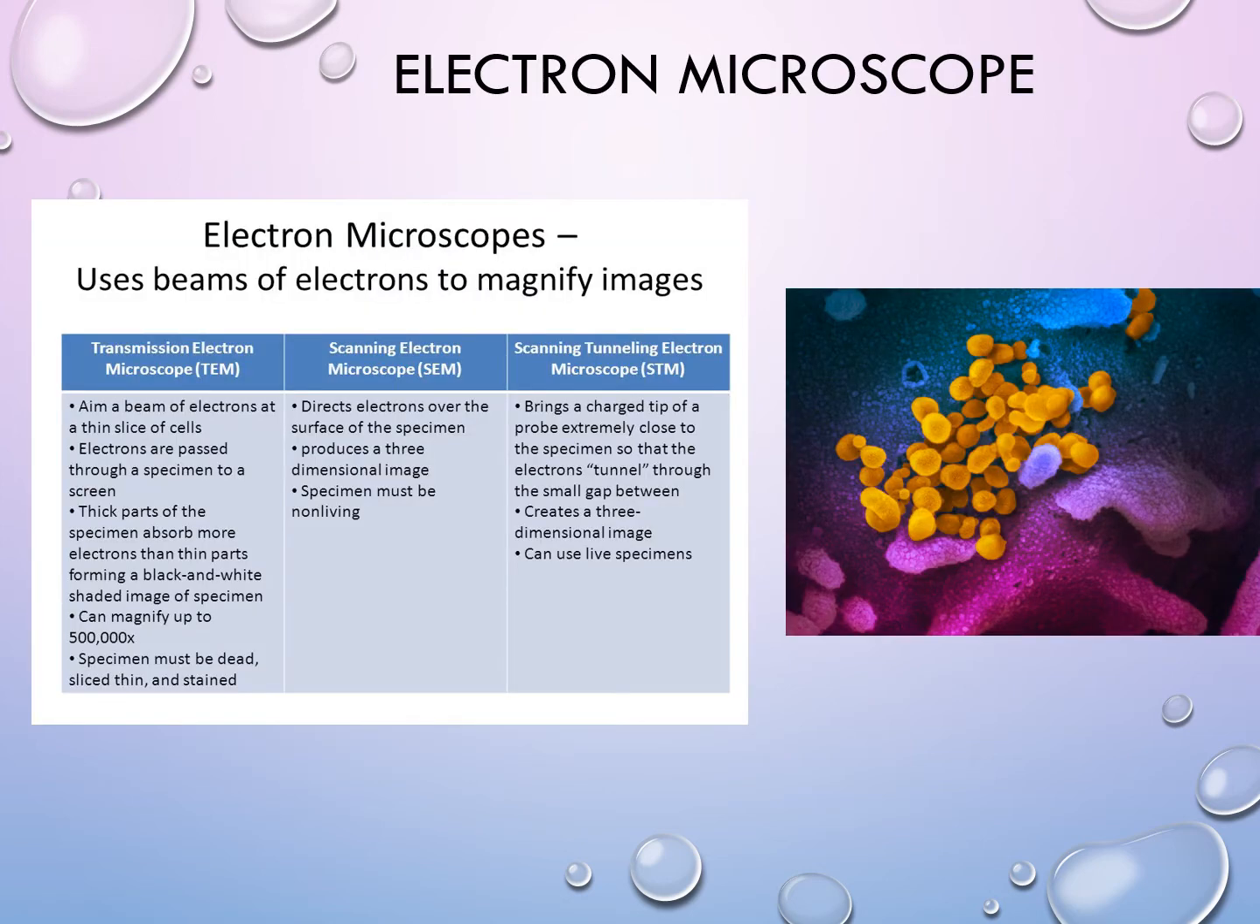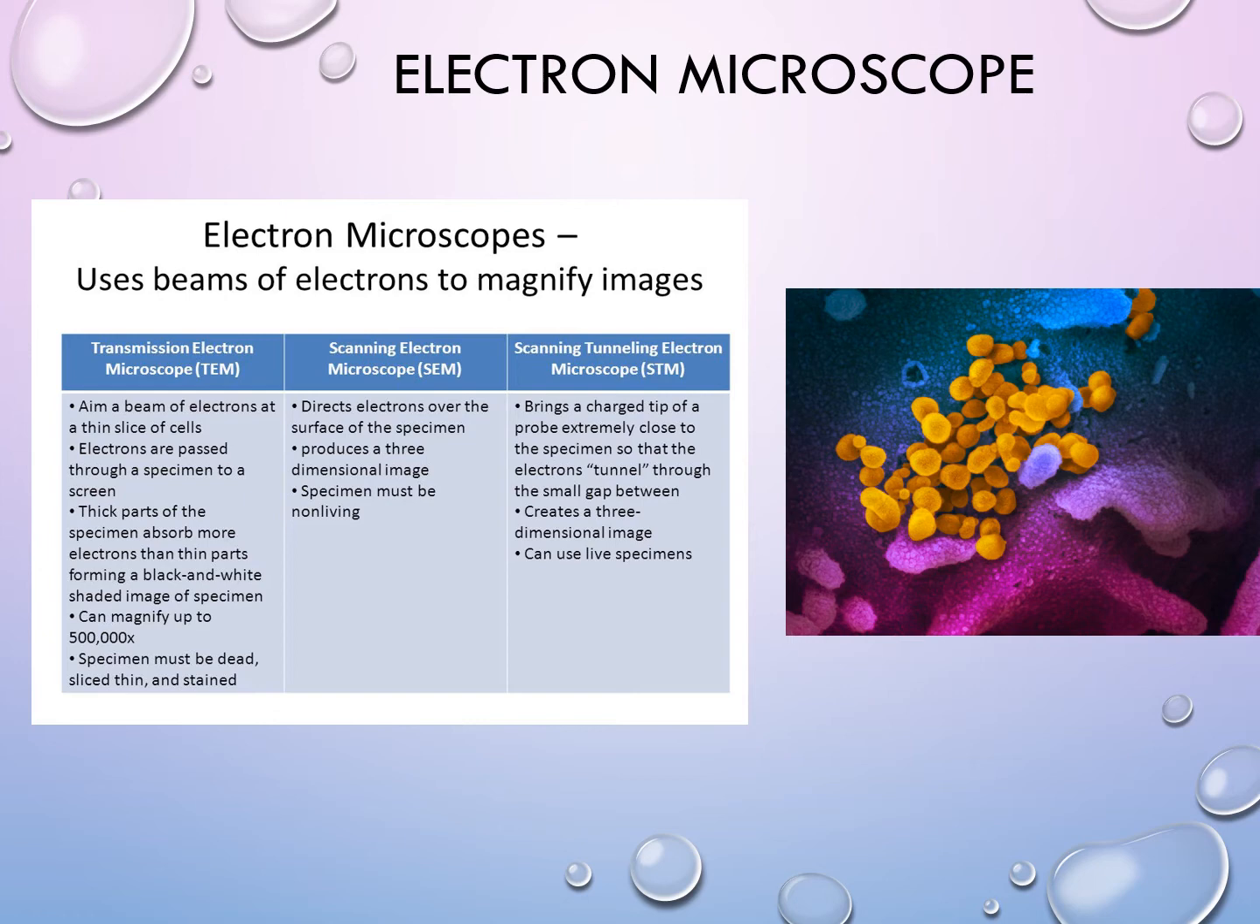So there are two types of electron microscopes. There is the transmission electron microscope and the scanning electron microscope. But first, let's just talk about a general overview of the electron microscope. The electron microscope is really great because it allows for higher magnification, over 100,000 times, and that allows us to visualize the smallest microbes, which are viruses.